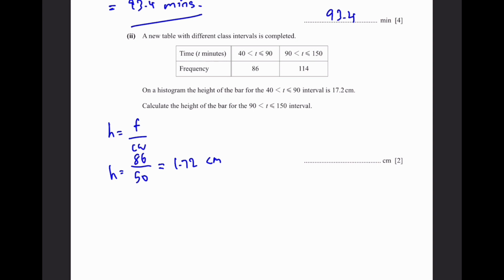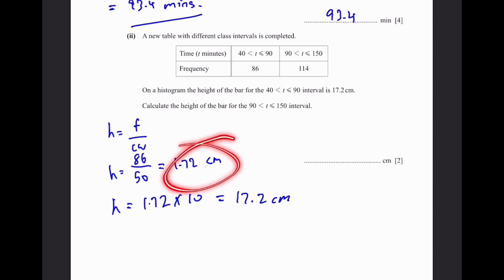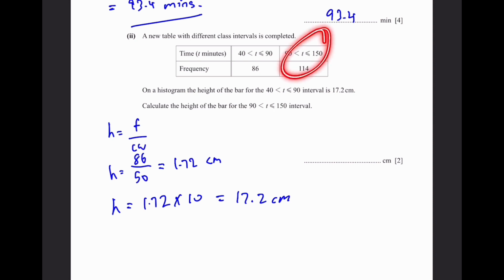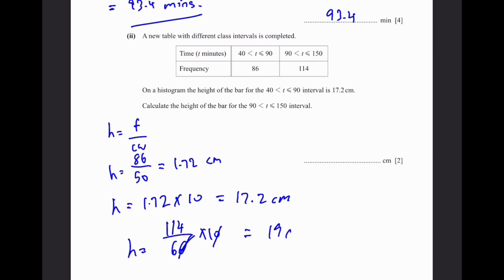But then it's given in the question that the height is 17.2 centimeters. So that means the height is actually 1.72 times 10, 17.2. So we have to multiply the final result by 10 to get the height. Do the same thing for the other bar, which is this one. So height is equal to frequency by class width, which is 114 by 150 minus 90, 60. And then we need to multiply by 10 to get the actual height. You can cancel out the zeros. And that means we get 114 by 6, which is 19 centimeters.